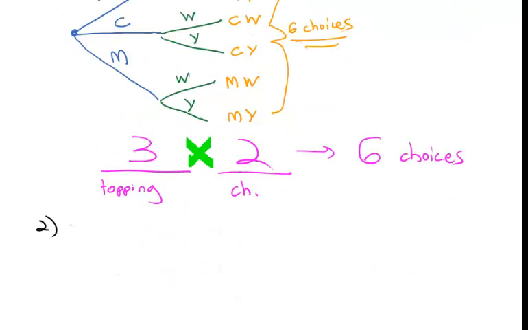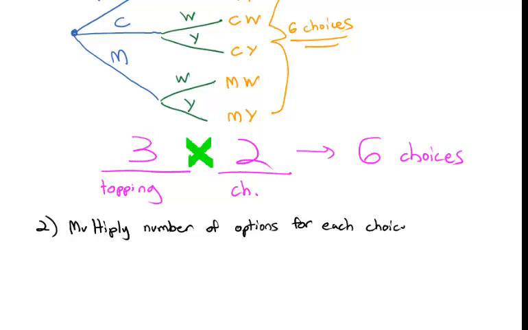The multiplication axiom says that if we multiply the number of options for each choice, we get the total number of choices.